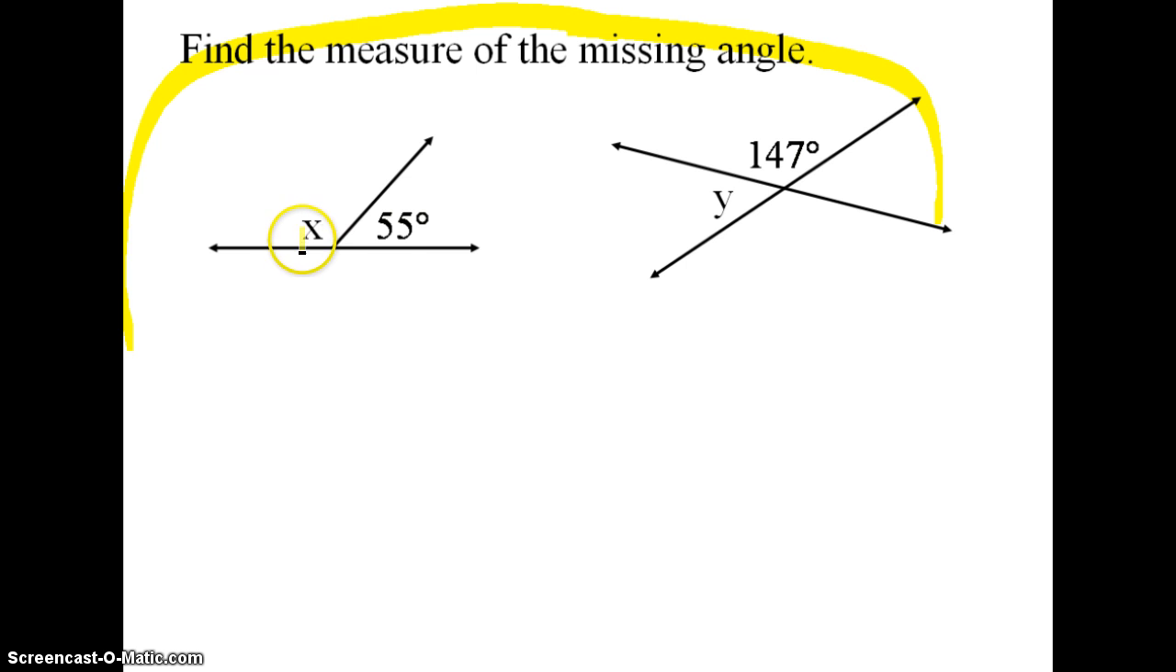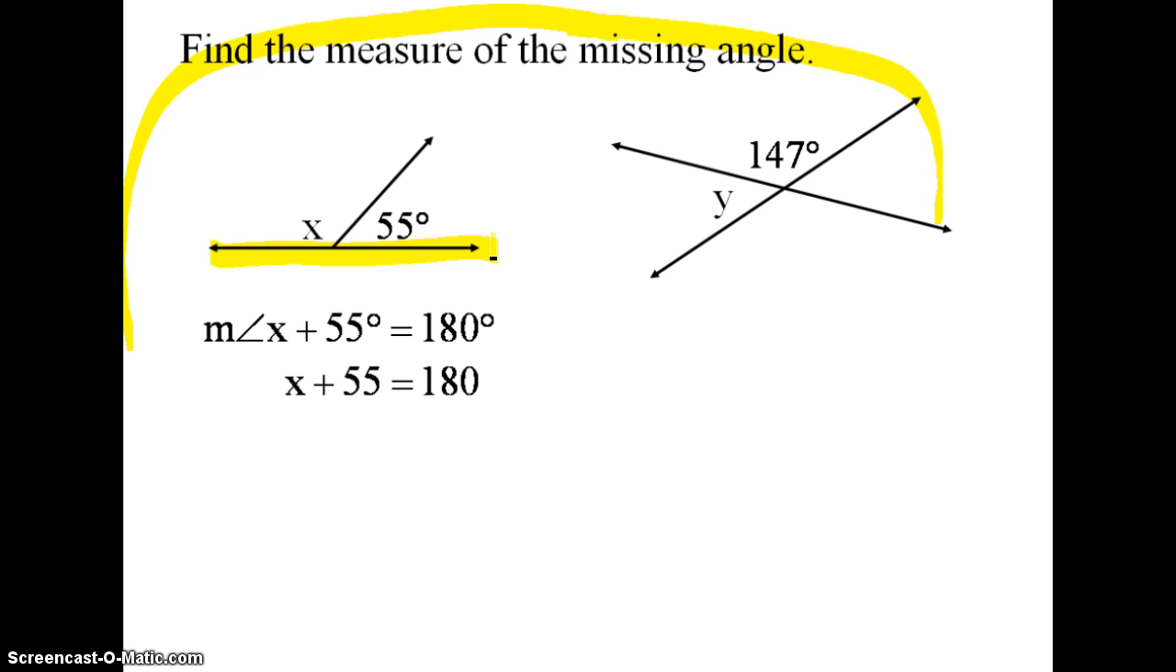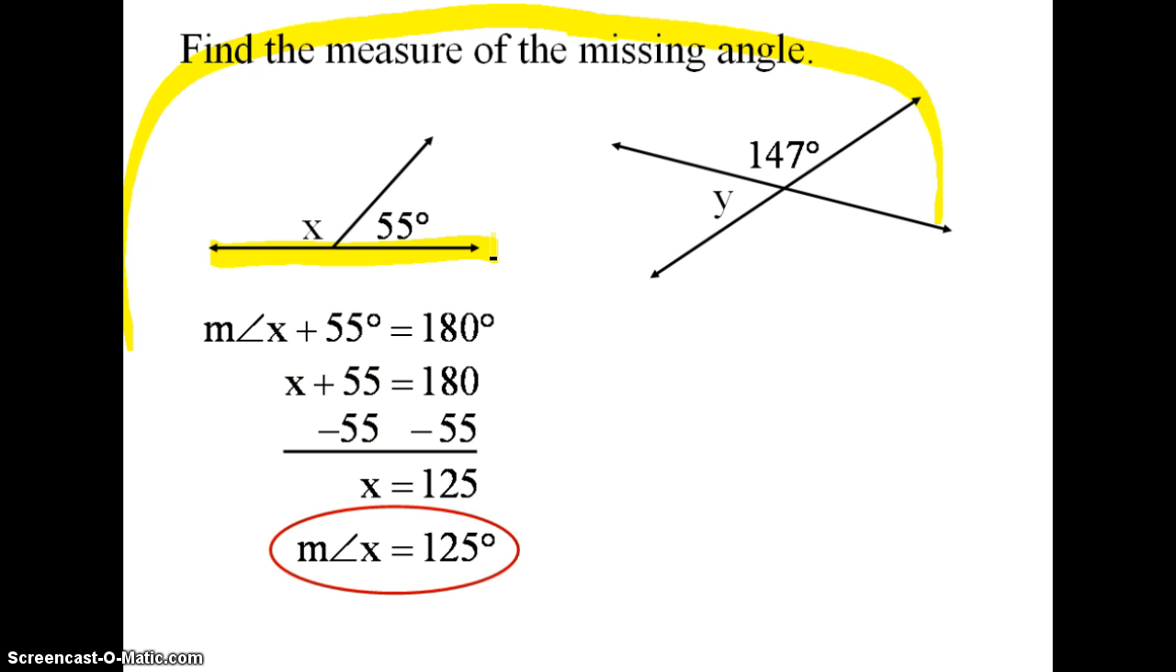So angle X and the angle 55 here, when I add them up, they form that straight angle that we see, and so it should equal 180 degrees. So if I simply subtract 55 from 180, then I'll get that missing angle. So the measurement of angle X is equal to 125 degrees.